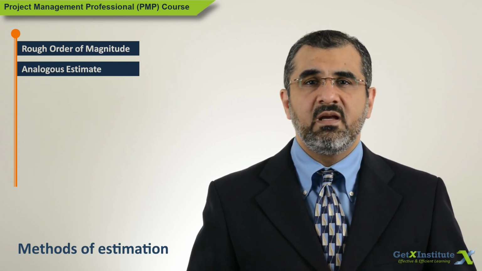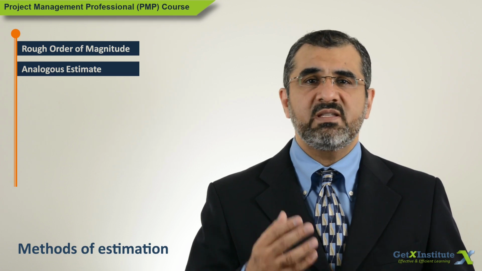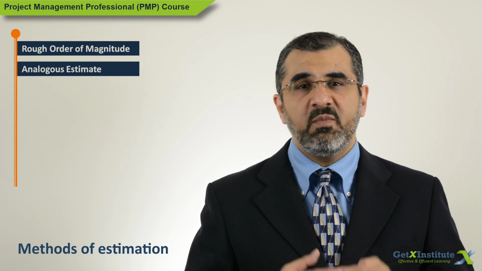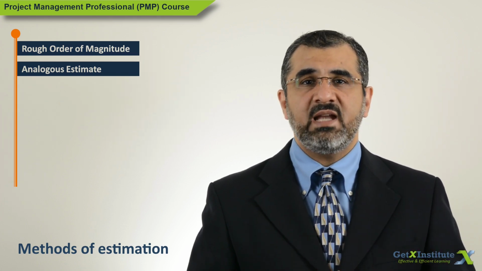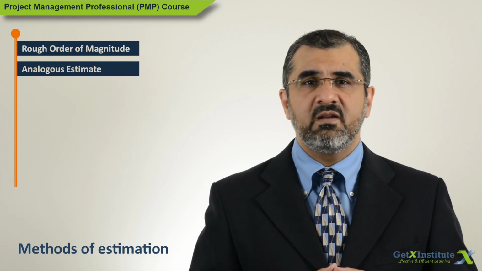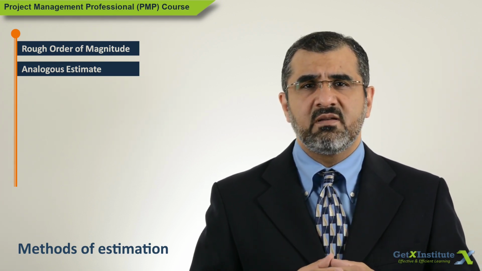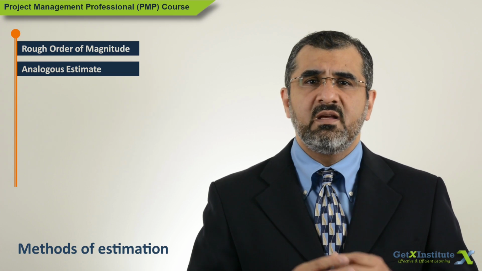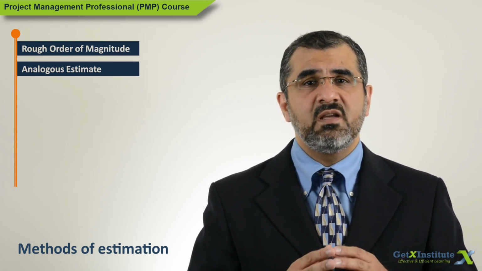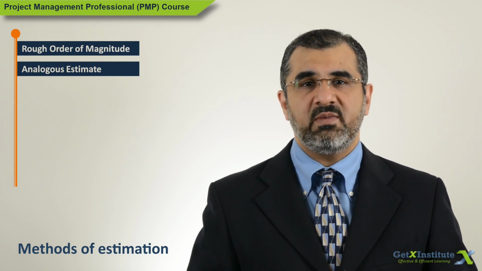In this method, historical data from a previous similar project is used to estimate the new project. Information from the previous project that is helpful is how long it took, how much work was there, how many resources, complexity, size, stakeholders, and other factors are considered. The estimate is usually an overall estimate.